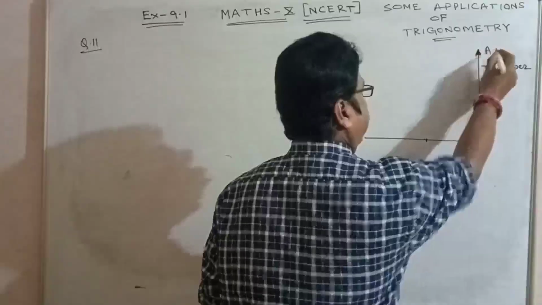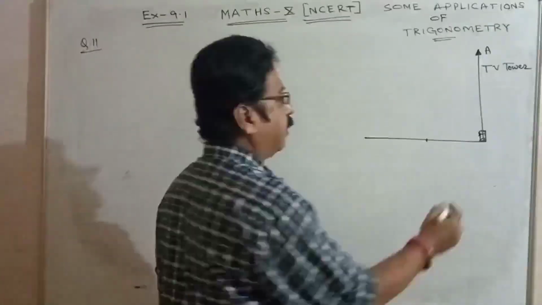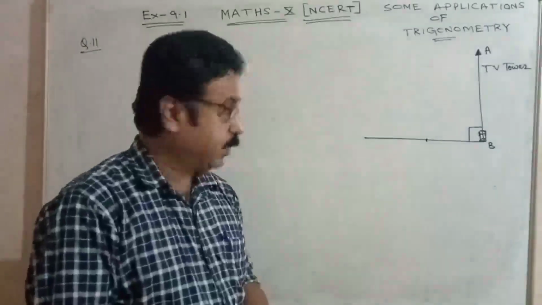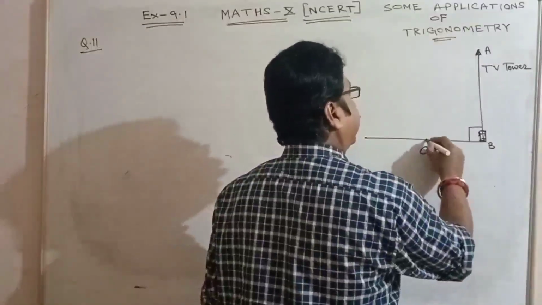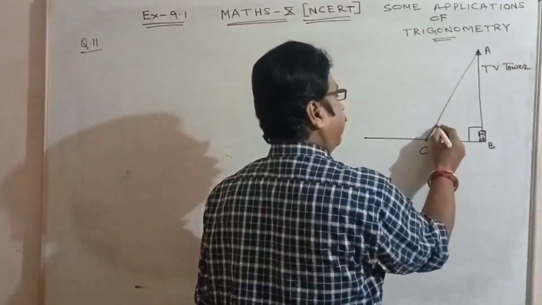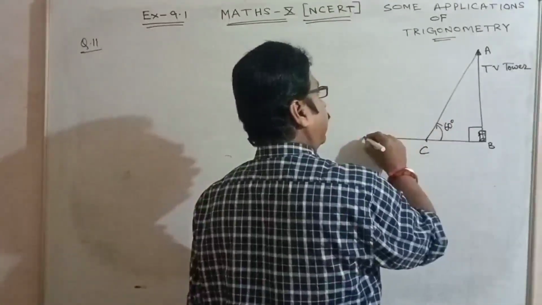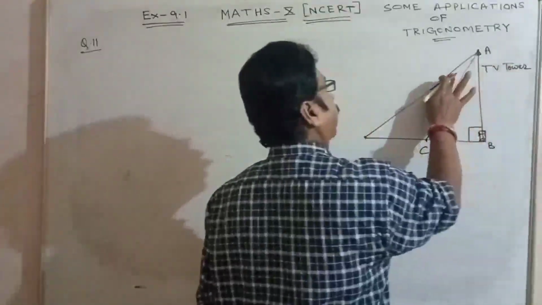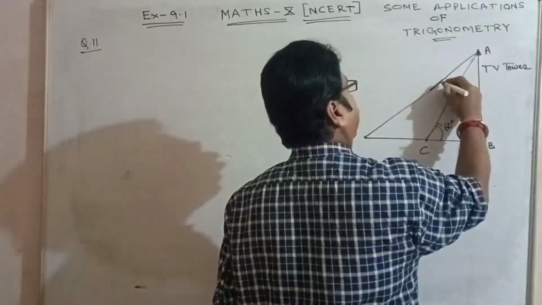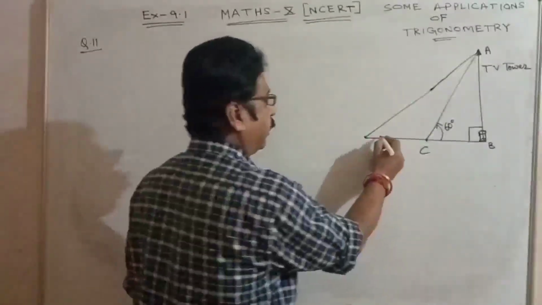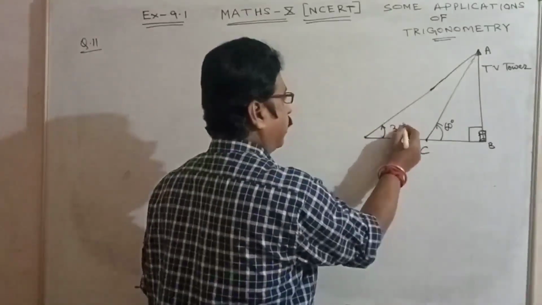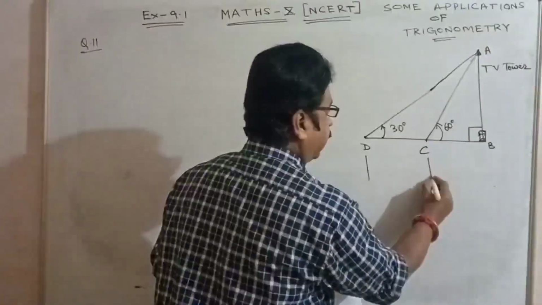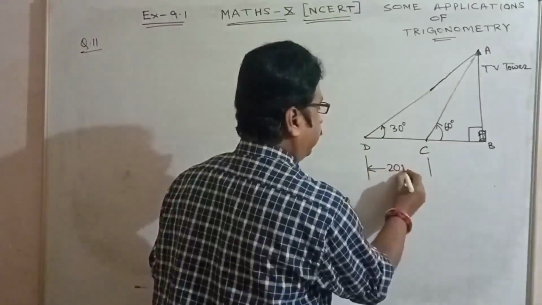This point, suppose it is A. This point is B. It is a right angle. It is point C. The angle of elevation is given 60 degree. This angle is given 30 degree. Point D. This distance is given 20 meter.